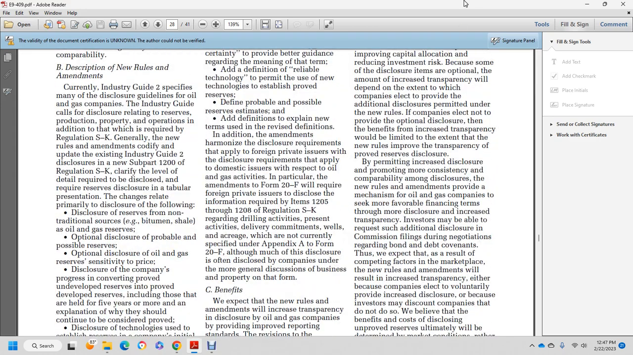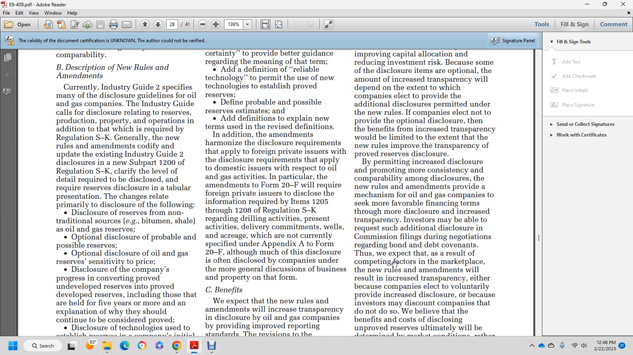By permitting the increased disclosure, the new rule amendments promote more consistency and comparability among disclosures, and provide a mechanism for oil and gas companies to seek more favorable financing terms through more disclosure. Investors may be able to request additional disclosure from the company during negotiation regarding bond and debt components.